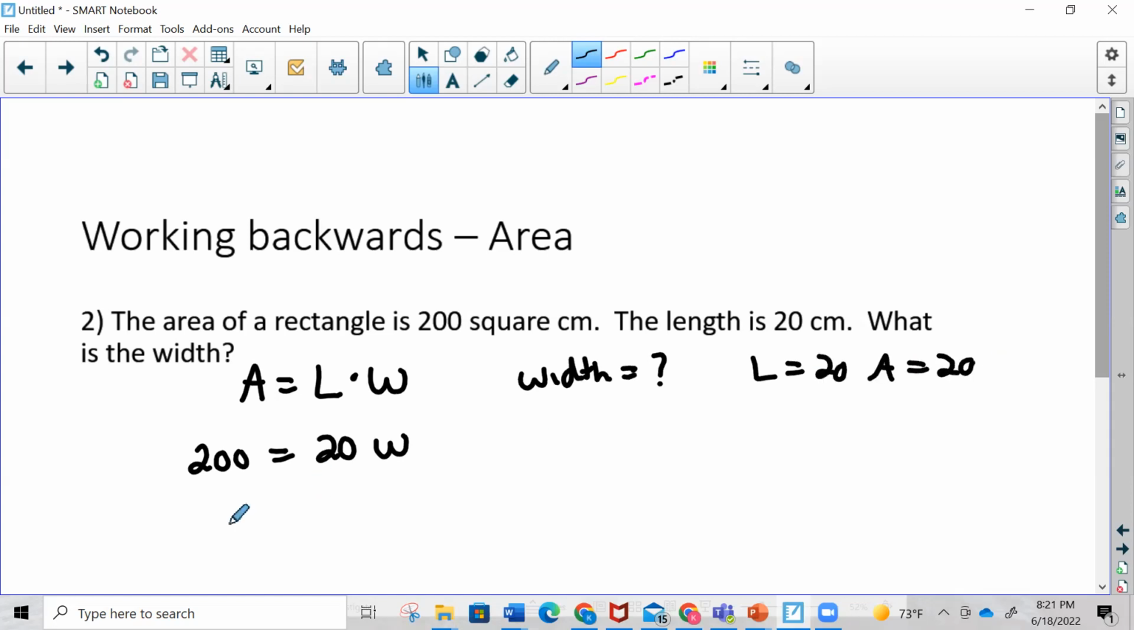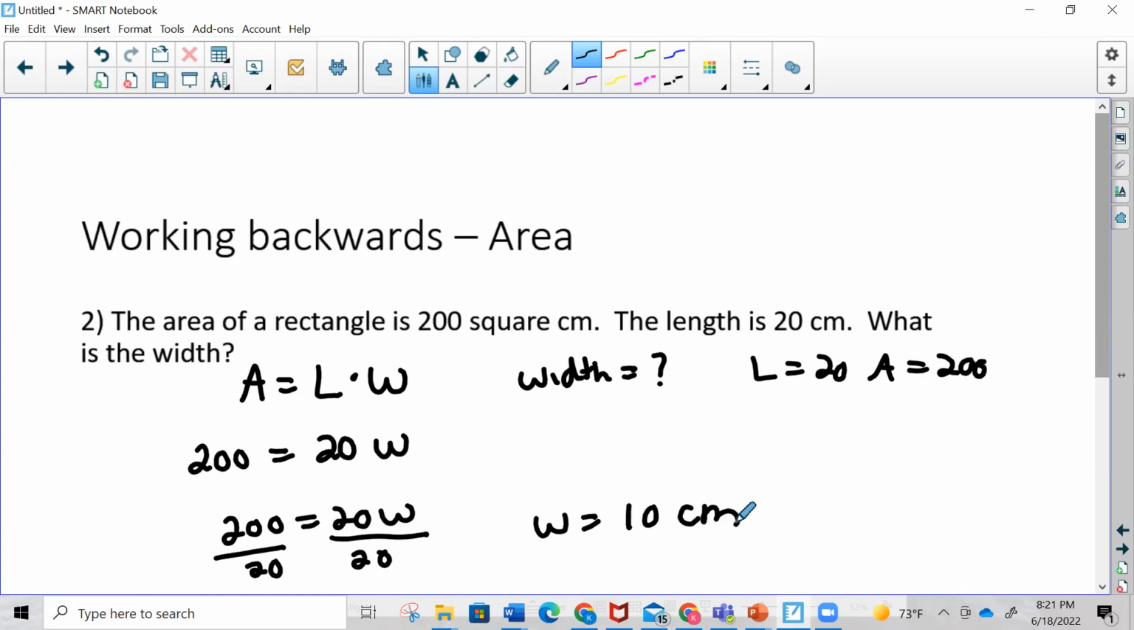And then I solve it. Because it's 200 equals 20W and I'm multiplying 20 times W, I do the inverse and divide both sides by 20. Then we get W equals 10, and the units will be centimeters. The units for area are always squared, but the units for side are always just the basic unit: centimeters, meters, feet, whatever the basic unit is.